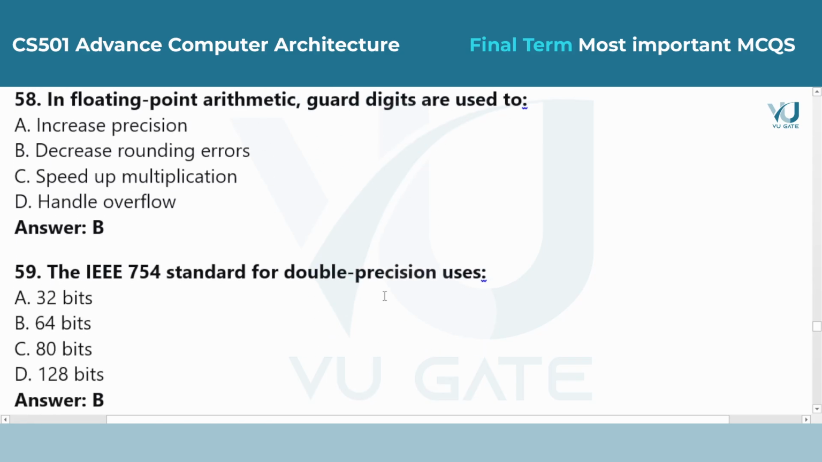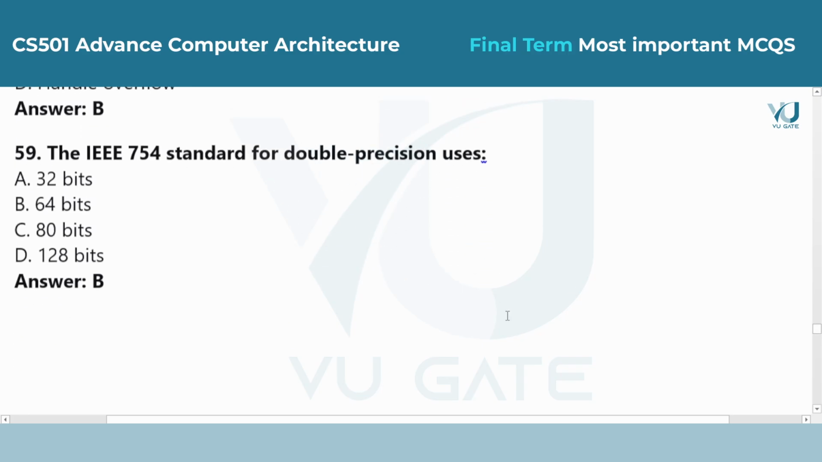58. Question: in floating-point arithmetic, guard digits are used to? Answer: B. decrease rounding errors. Concept: these extra bits are kept during intermediate calculations to ensure the final result is as accurate as possible.